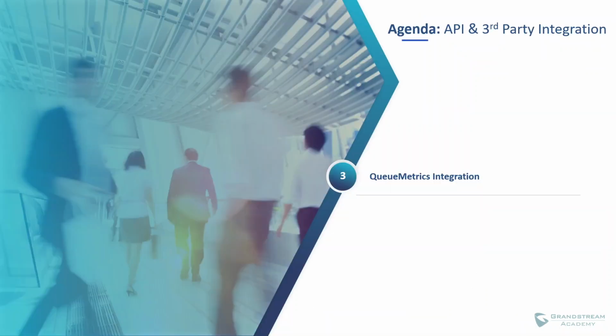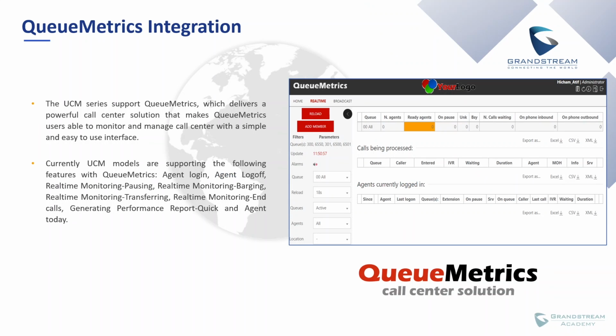Now let's talk about Qmetrics integration. UCM 6000 series have integrated Qmetrics, which is a highly scalable monitoring and reporting suite that addresses the needs of thousands of contact centers worldwide, offering a broad range of integrated benefits and delivering a powerful call center solution that makes Qmetrics users able to monitor and manage call centers with a simple and easy-to-use interface. Currently, UCM models are supporting the following features with Qmetrics: agent login, agent logoff, real-time monitoring pausing, real-time monitoring barging, real-time monitoring transferring, real-time monitoring end calls, and generating performance reports.